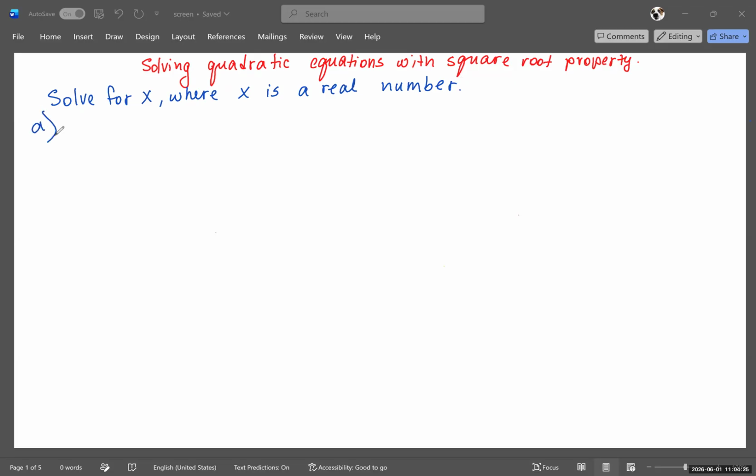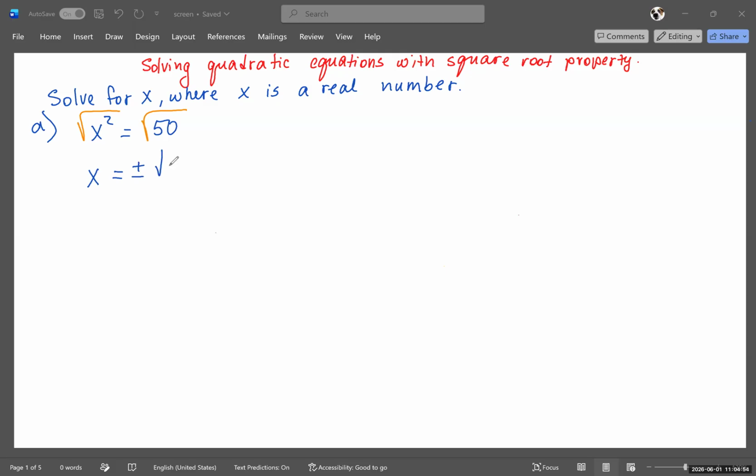The first one is super easy. X squared equals 50. In order to get just x and not x squared, we actually have to take the square root of both sides. When we do that, the square root of x squared is just x. Now, on the right-hand side, because we took the square root of a number, we do need to put a plus or minus in front of it.